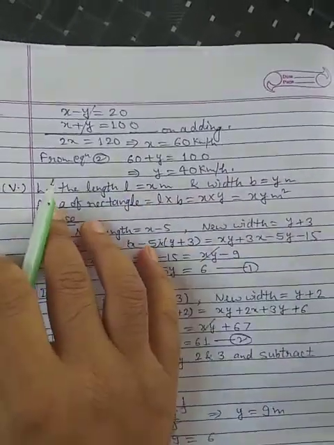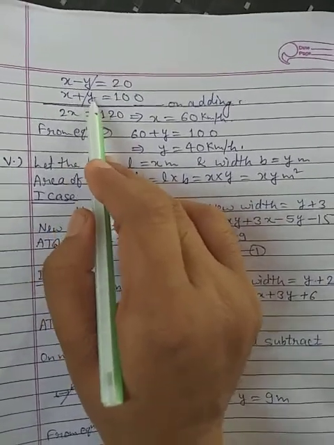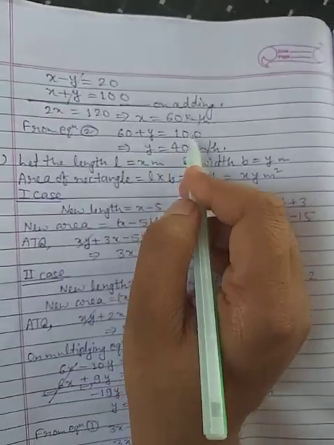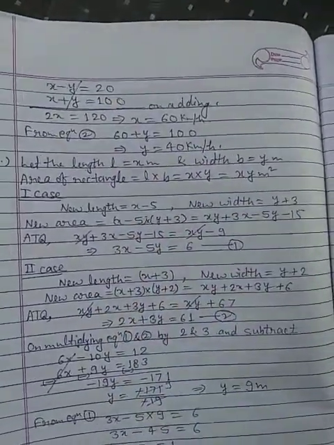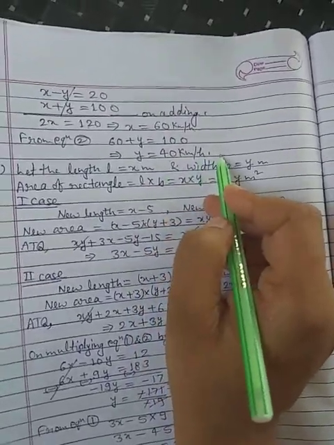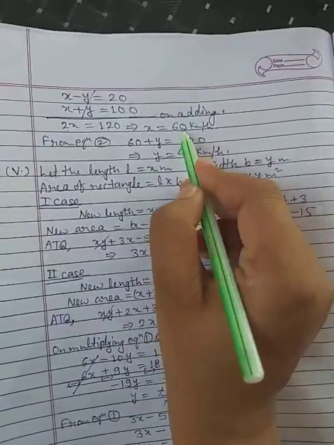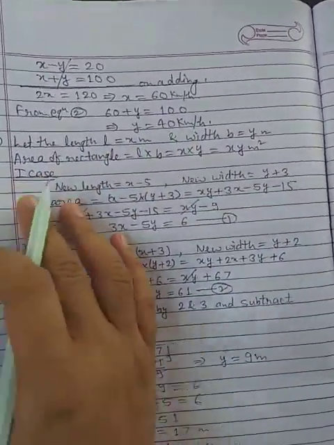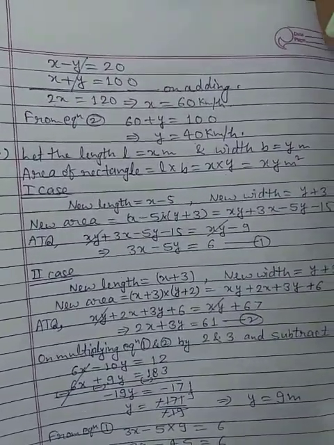Now this value put in any equation, so we are putting in equation 2, that is x plus y equals 100. In the place of x put 60, so 60 plus y equals 100. 60 goes to RHS, then it will be subtracted from 100. So y equals 100 minus 60, which is 40 km per hour. Now here we got the speed of first car, that is 60, and the speed of second car, which is 40 km per hour.